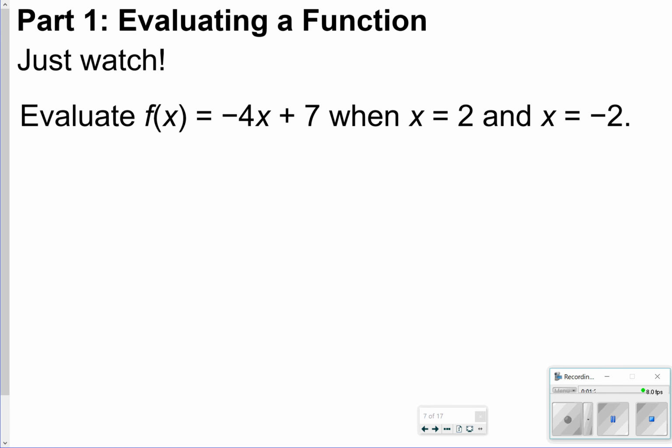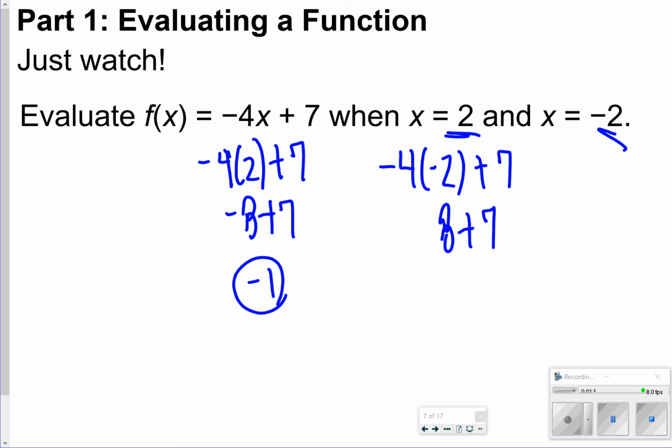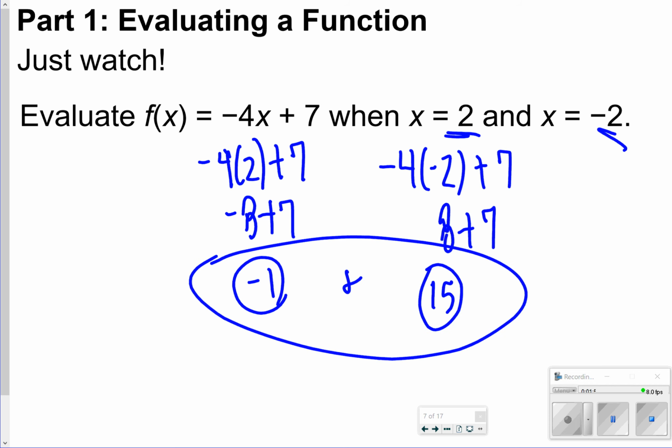Sorry about that. So what we're going to do is evaluate a function, and these are pretty easy because all you're going to do is just replace x with another number. So if I replace x with 2, it'd be negative 4 times 2 plus 7. That's going to be negative 8 plus 7, which is equal to negative 1. And if I replace it with negative 2, that'd be negative 4 times negative 2 plus 7, which is positive 8 plus 7, and that gives me 15. So my two numbers are negative 1 and 15.